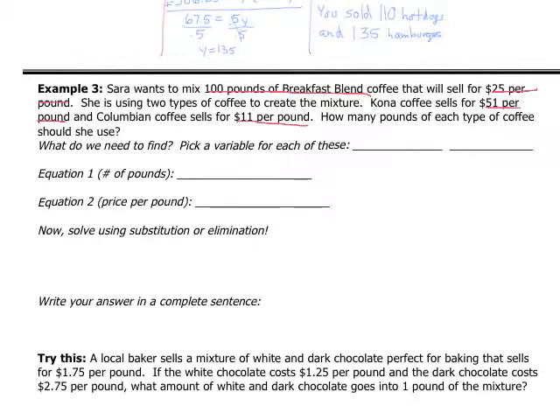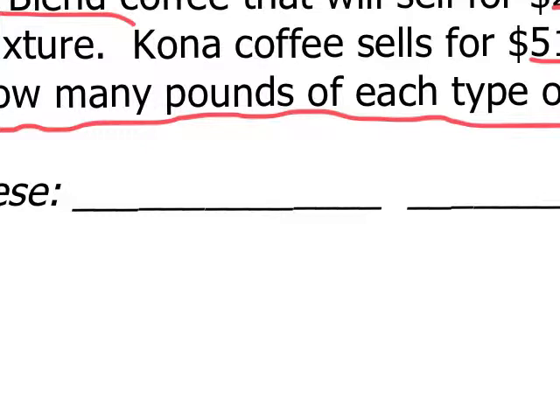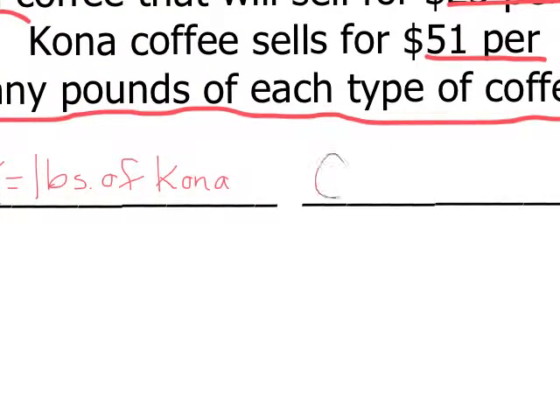So what are we trying to find here? What's the last statement say? How many pounds of each type of coffee should she use? So what are we trying to find? Pounds of coffee, be more specific. Okay, so I will say K is the pounds of Kona. And then I will say C is the pounds of Colombian.